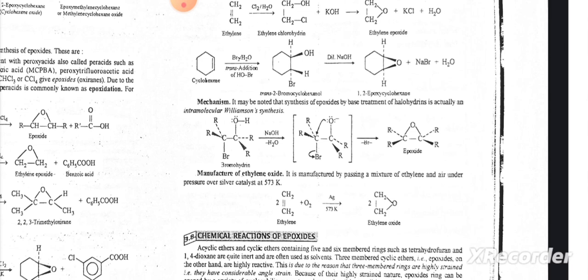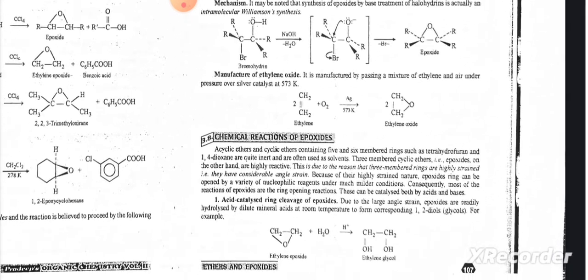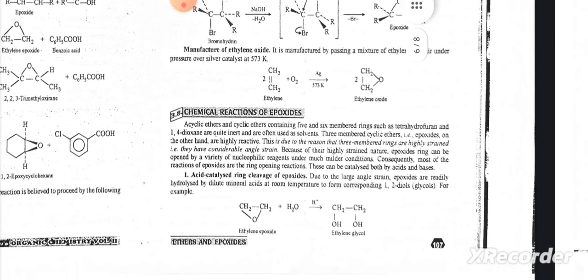Manufacture of ethylene oxide. It is manufactured by passing a mixture of ethylene and air under pressure over a silver catalyst at 573 K. Chemical reactions of epoxides. Cyclic ethers containing 5 and 6 membered rings, such as tetrahydrofuran and 1,4-dioxane, are quite inert and often used as solvents. Three-membered cyclic ethers, that is epoxides, on the other hand, are highly reactive. This is due to the reason that three-membered rings are highly strained, that is, they have considerable angle strain.